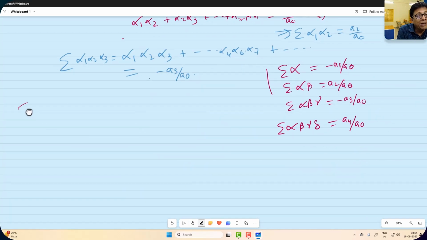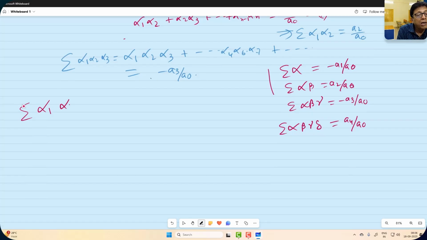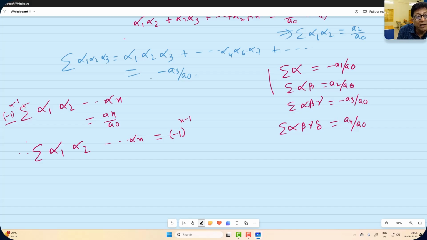So if you rewrite that, it will be alpha 1, alpha 2, alpha n equal to minus 1 to the power n, it is an by a0. Transfer this thing on right side, multiply it, then you will be getting sigma alpha 1, alpha 2, alpha n equal to minus 1 to the power n an by a0. Okay. Understood?